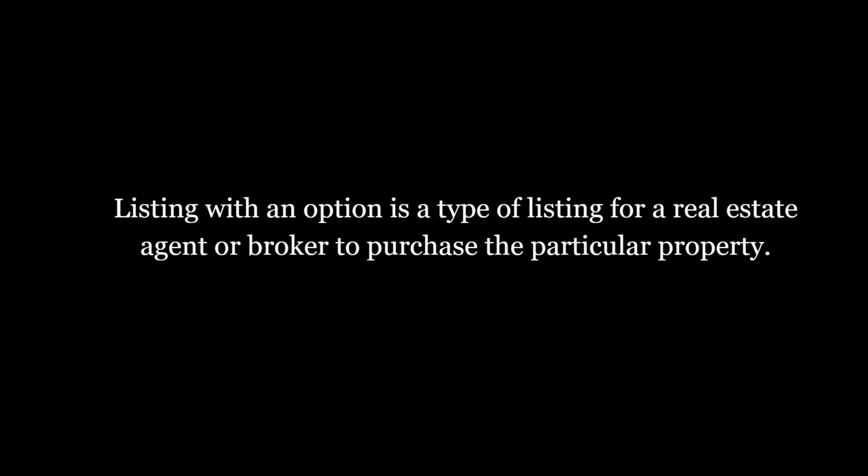So of course, that's the big note there. It needs to be specified, and that's kind of why this thing exists. So again, listing with an option, it's just a type of listing for real estate agents or brokers to purchase a particular property. All right, next listing, next real estate contract term. What is it? It's net listing. What is net listing? Think about that one.